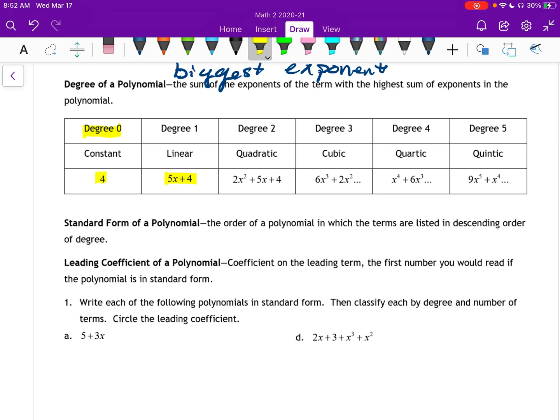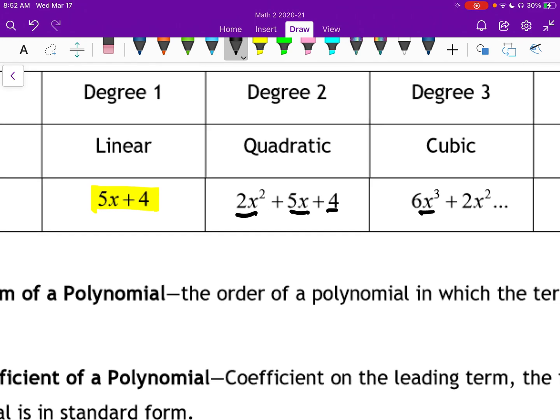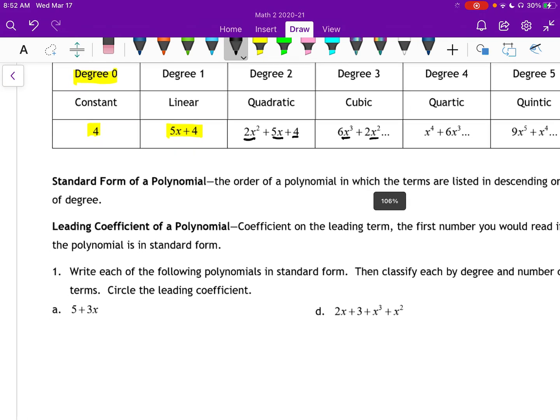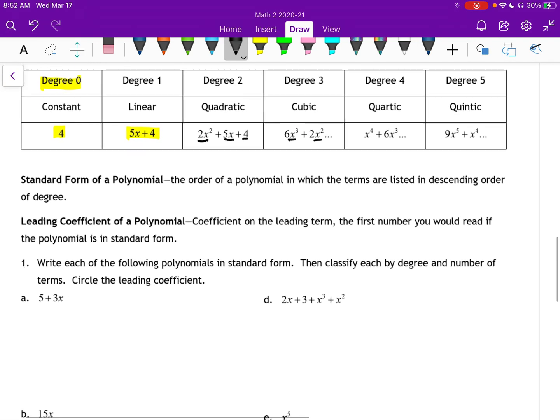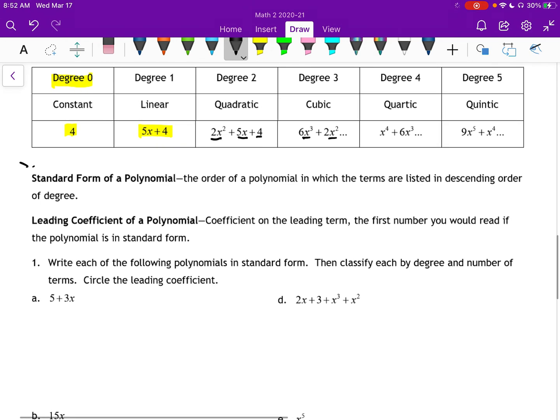The standard form of a polynomial is whenever you write it in order, so the highest exponent goes first. Let's look at the degree 2 one here. We see that it goes biggest exponent, x squared, and then an x, and then no variable. The cubic has the cubed, and then the squared, and then it just goes dot, dot, dot. You put the biggest exponent first. So that's what standard form is.